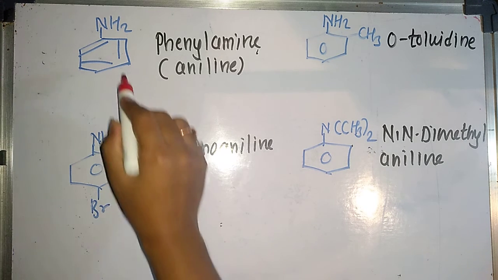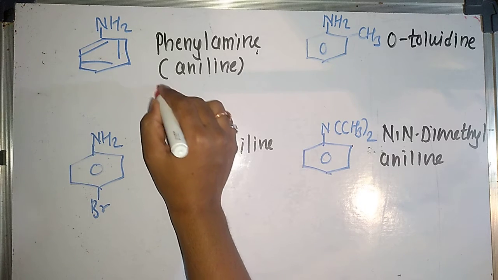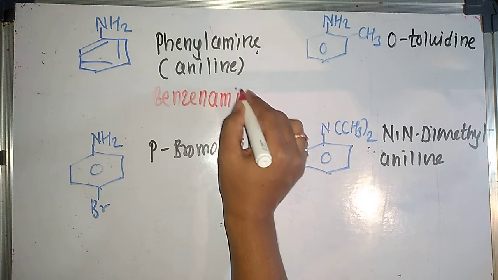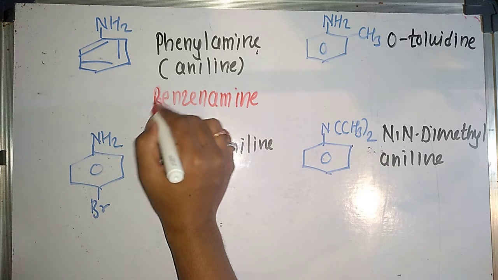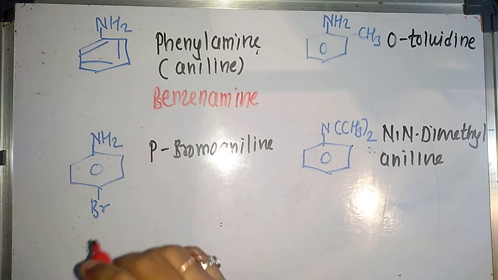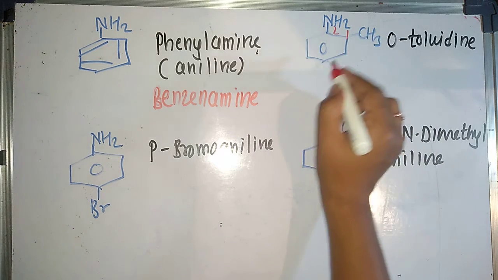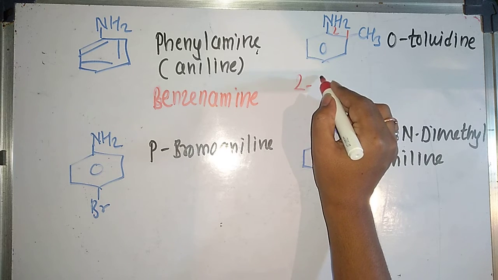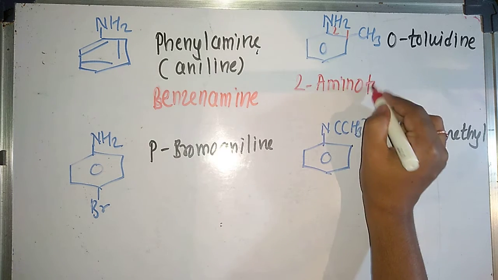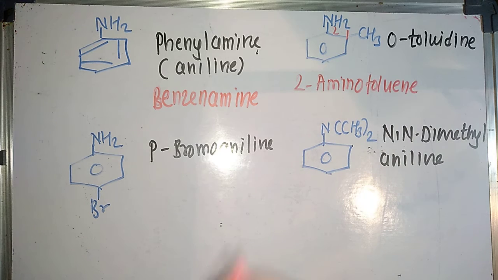Now in this case, this is a benzene, so I will write it as benzene. Replace E by amine, so the name will become benzenamine. Or even in IUPAC you may call it aniline. Now in this case, this is the first carbon, this is the second carbon. At second position I have an amino group, so it will be 2-amino. The rest of the molecule is toluene. Benzene attached to CH3 is called toluene, so it will be 2-aminotoluene.